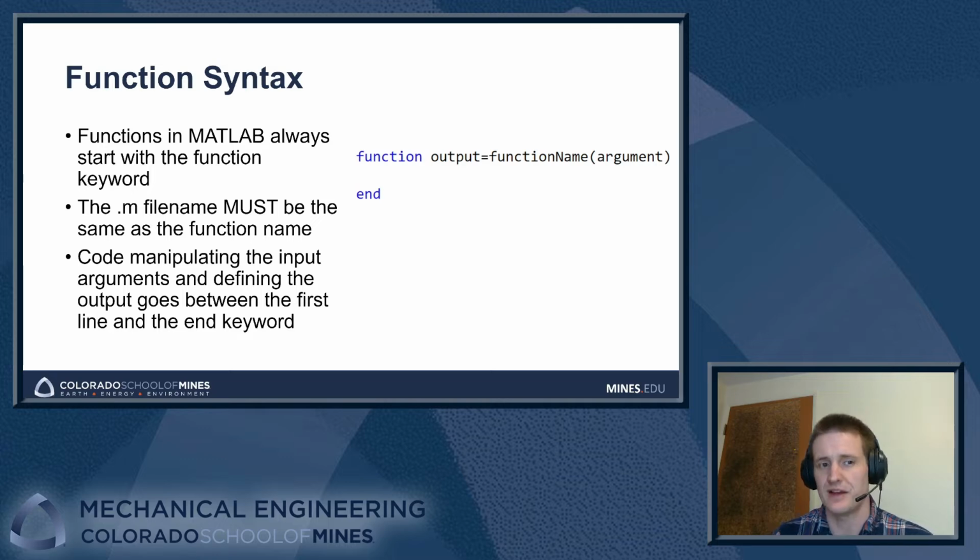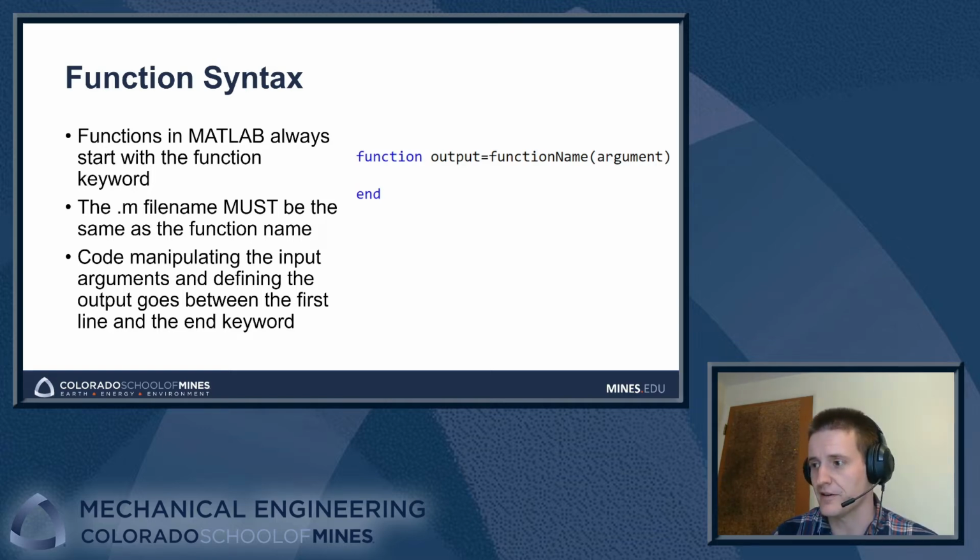So functions in MATLAB always start with the function keyword. We've got that in the image there to the right on your screen. We start off the .m file with this function keyword that tells MATLAB, hey, we're declaring a function in this particular M file. Key thing with saving that .m file: the .m file name that you save it as has to be exactly the same as the name of the function that you're defining in that .m file. So watch out for that.